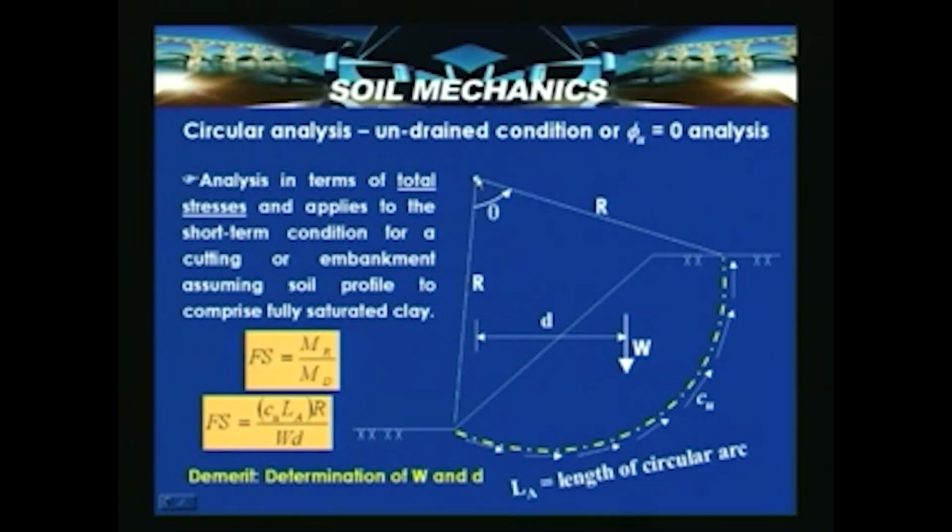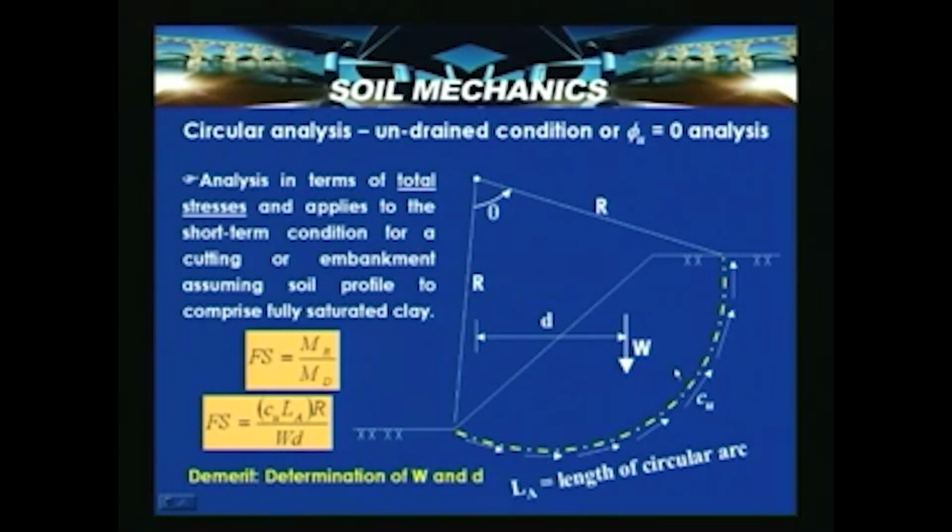So, this point is the center of rotation and this is the angle theta which subtends. Based on that, the length of the circular arc can be determined. Now if you look into it, this is the driving weight, which induces a driving moment, and the resisting moment is mobilized by the shear strength which is available.